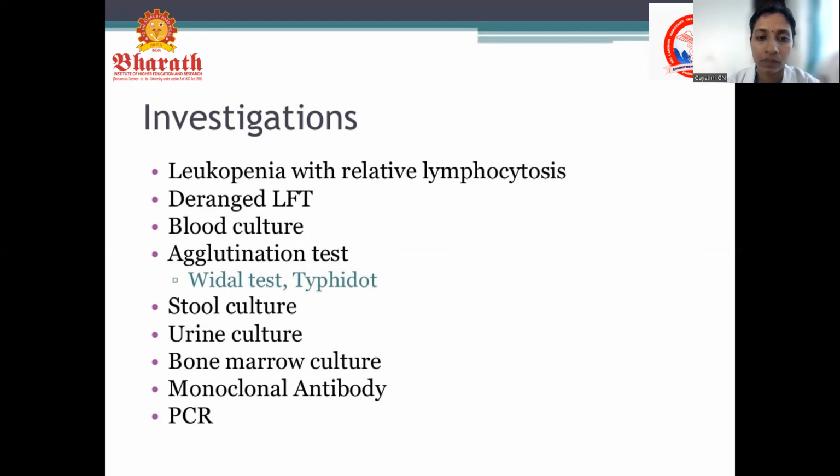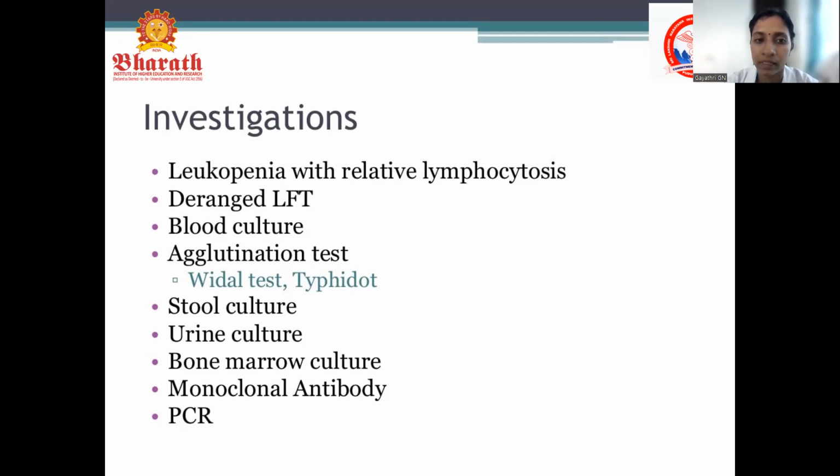So once you have a clinical suspicion of typhoid based on the symptoms and signs, you have to do a few investigations, isn't it? So what do you usually start with? You start with blood investigations, CBC. CBC will show you leukopenia with a relative lymphocytosis. So the total leukocyte count will be low, but in the differential count, lymphocytosis will be there.